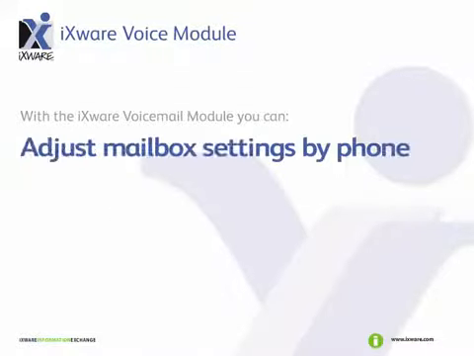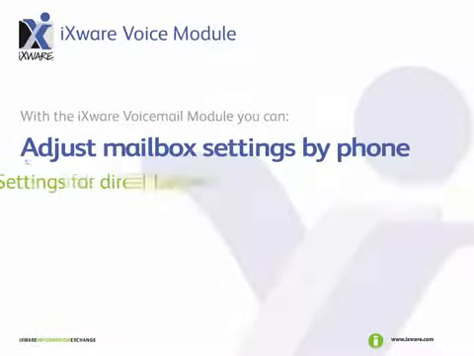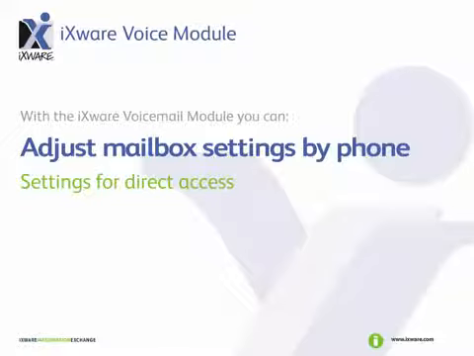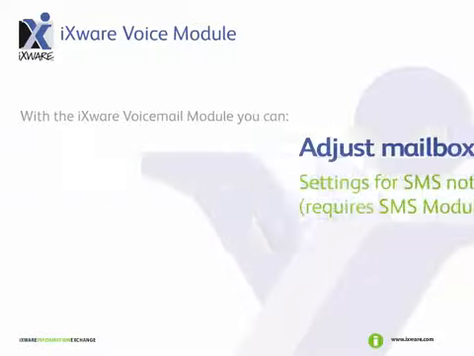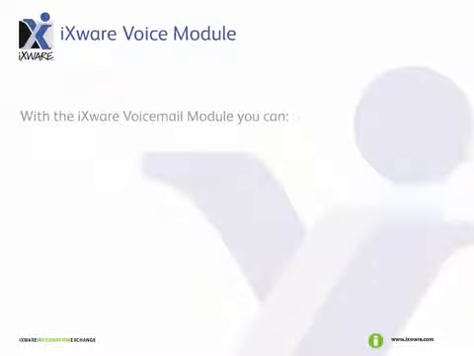Adjusting the setting is easy and by phone. Simply dial your number and change the PIN code, your welcome message, your settings for direct access and the settings for your SMS notification. Finally, you're able to choose a language for your voicemail menu or text-to-speech.